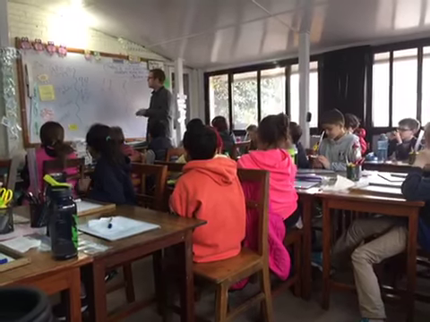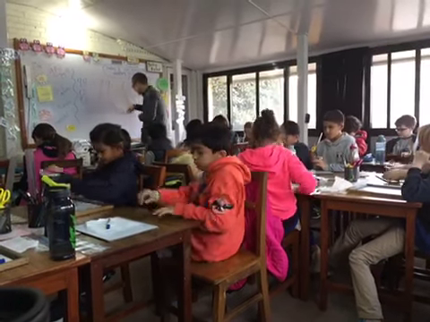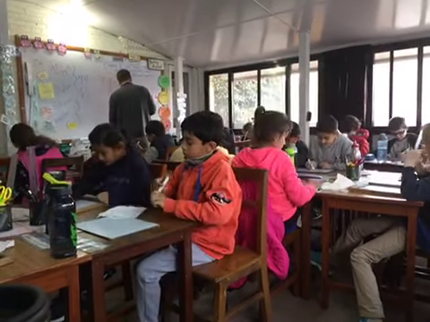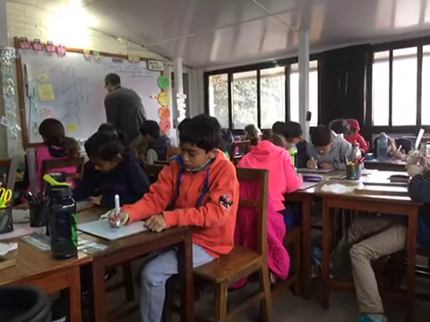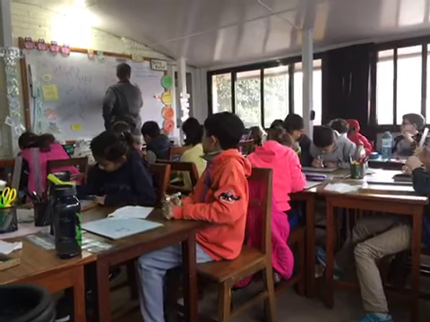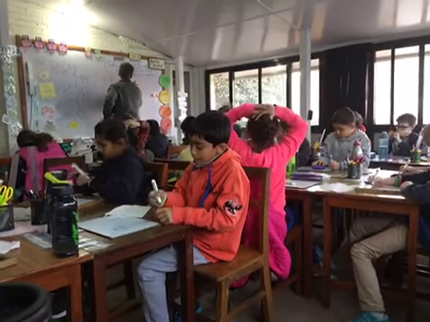So on your whiteboard, go ahead and write 79 times 8. Once you're done writing 79 times 8, put your hands on your head.